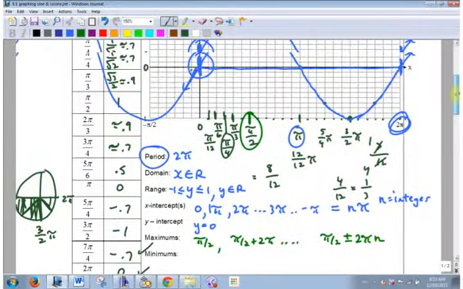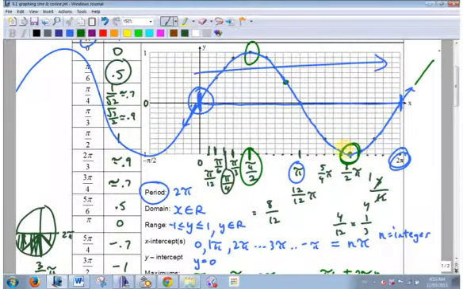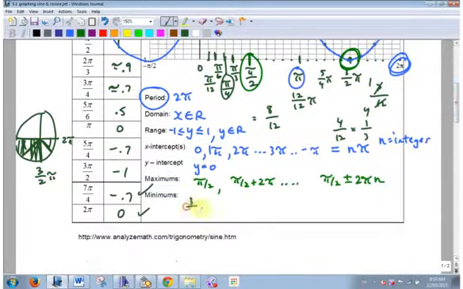Where's the minimum? 3 over 2 pi, or 1.5 pi, right? And every 2 pi, that's going to repeat. So if I times that by n, where n's an integer, that's the whole list. That's every minimum for this graph.